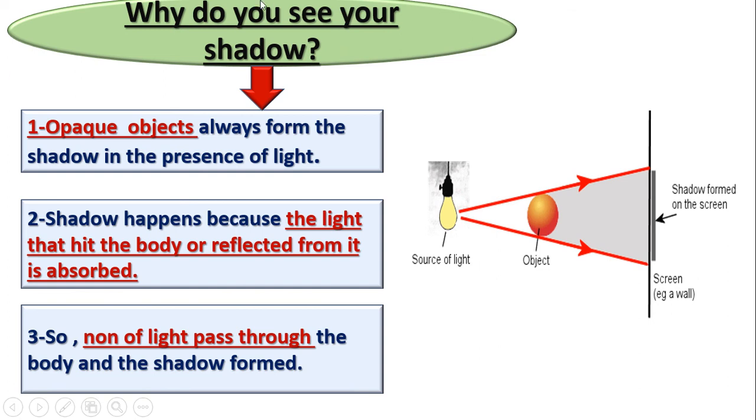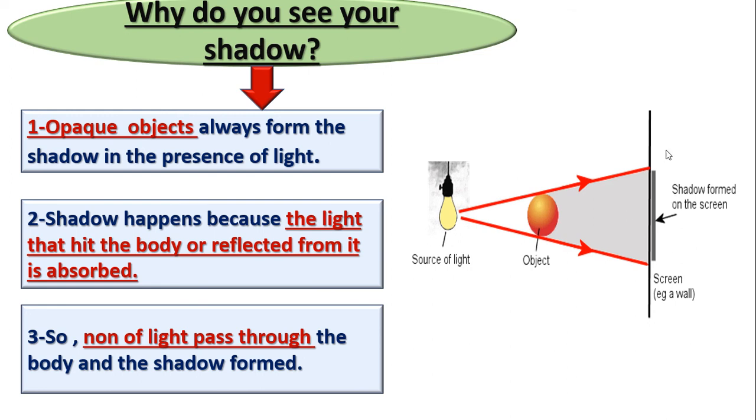What is the meaning of shadow? The shadow only happens for opaque objects, and it forms in the presence of light. If there is light, the opaque object will make a shadow. How? We know that light travels in a straight line. So the light travels from here and here and here, and now the light tries to pass through the opaque object. Does the opaque object allow the light to pass? No, it doesn't allow any light to pass through. So this place which doesn't have any light will be dark, and this dark area is called a shadow.